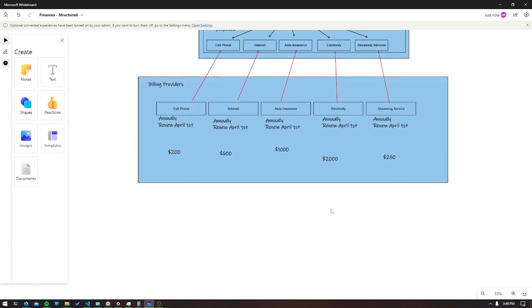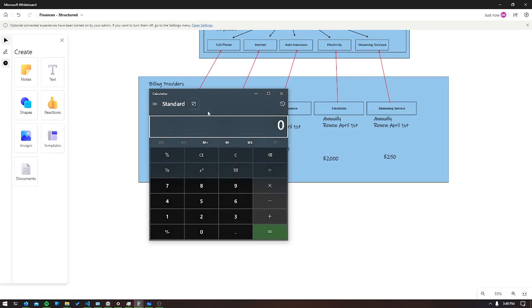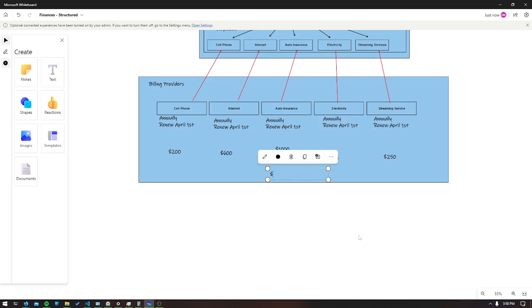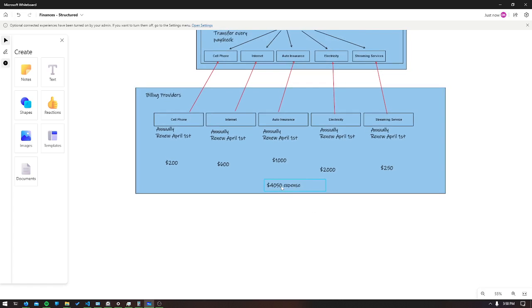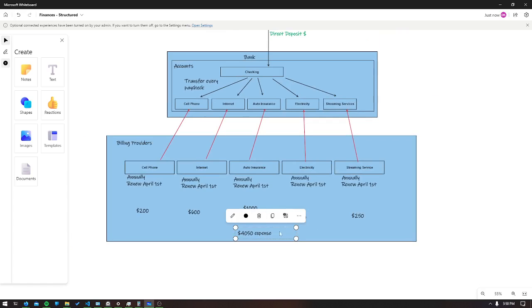All right. Because you're doing all this annually and you're renewing them all at the same time, let's do a calculator here. On April 1st, you'll have to pay out 2,000, 1,000, 250, 600, 200. On April 1st, you'll have a $4,050 expense that you'll have to pay out to your different billing providers. So that seems a little bit worrisome all at once, but however, it's a one-time $4,000 expense.